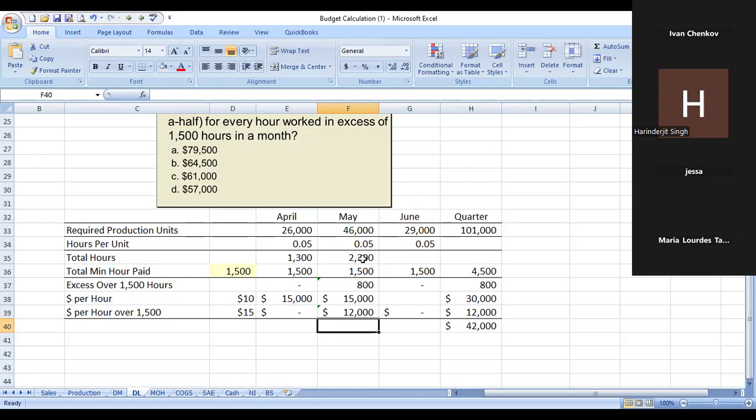What's going to happen in June? In June, they're working 1,450 hours, which is below 1,500. So 1,500 is guaranteed. We don't have excess over 1,500. So we're going to pay them the guarantee, $15,000. In total, how much do we have to pay them? The answer will be D, $57,000.